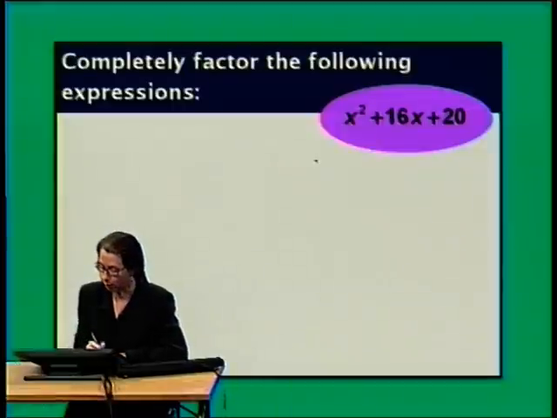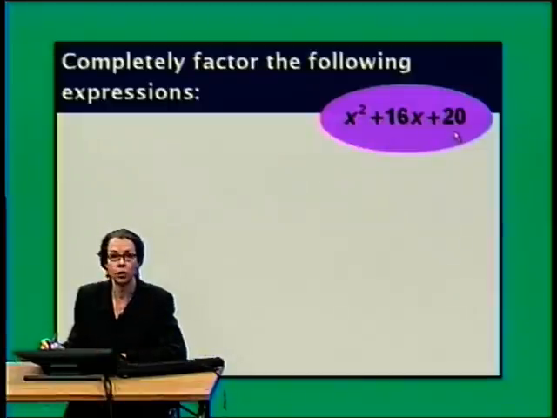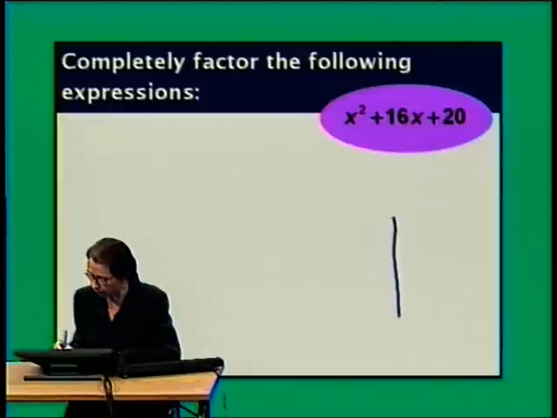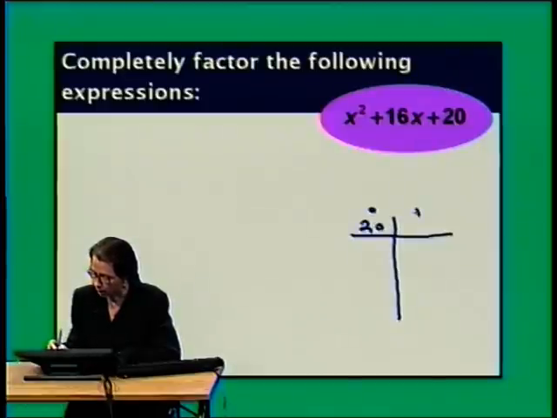Let's factor this one. X squared plus 16x plus 20. Are there integer factors of 20 that add to 16? I can't think of any right off the top of my head, but I'm going to make a table just to check. So I want to write down all the integer factors of positive 20 and see what they add to.